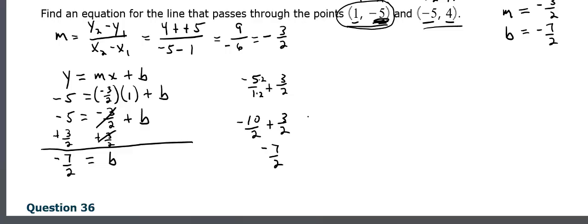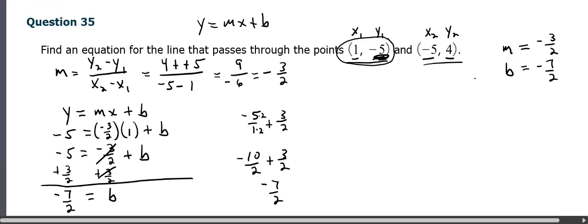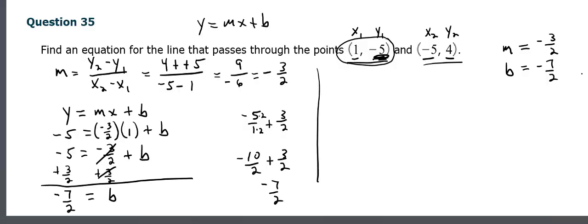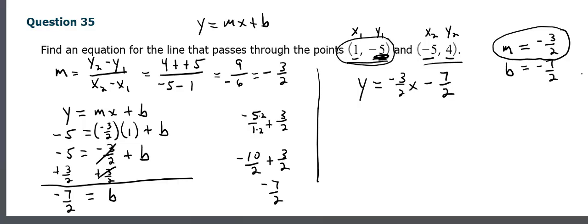So we have everything we need to write our answer in slope-intercept form. So we have y equals the slope, which is -3/2 x, minus 7/2.